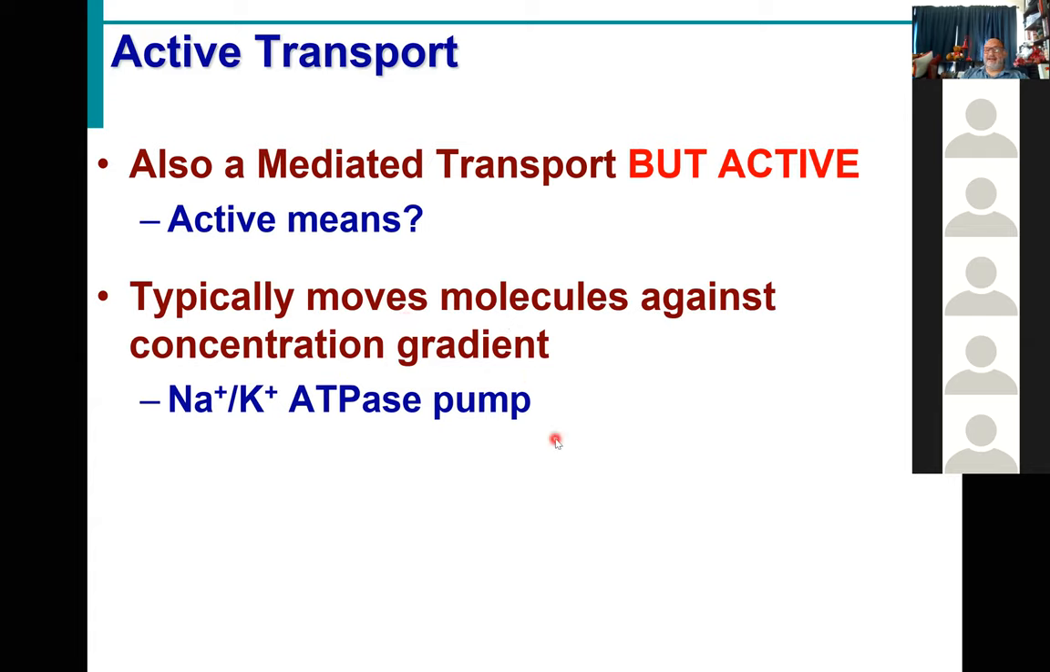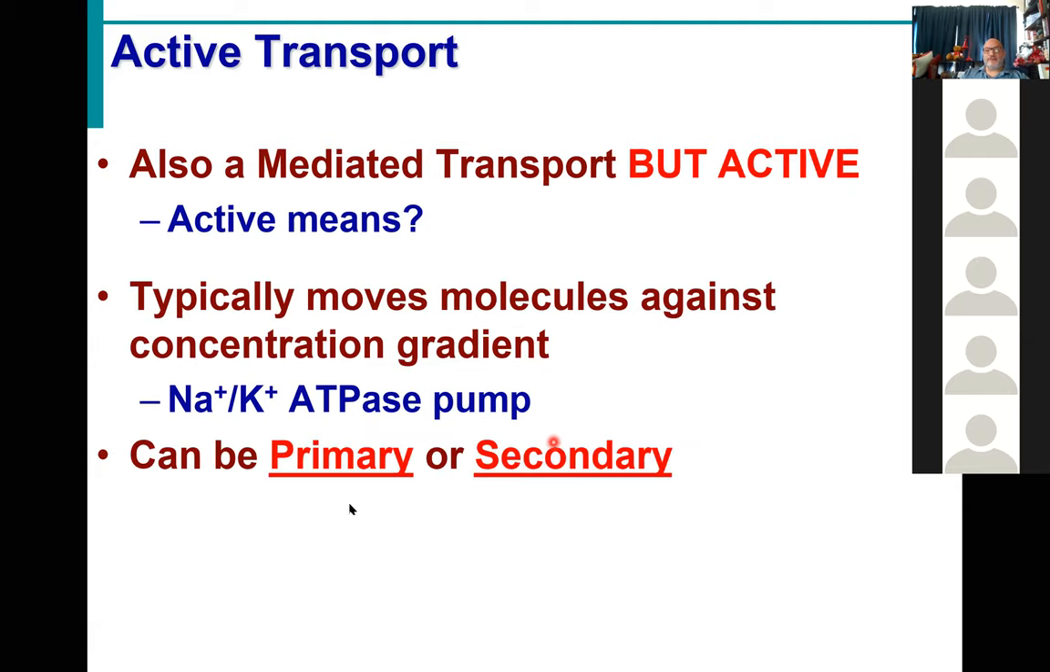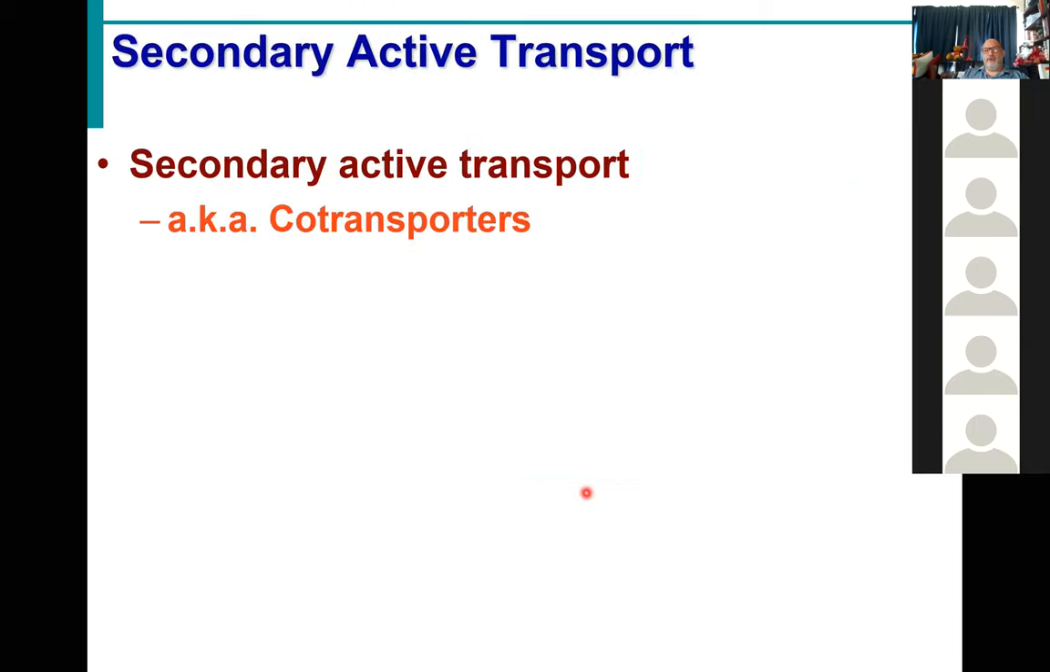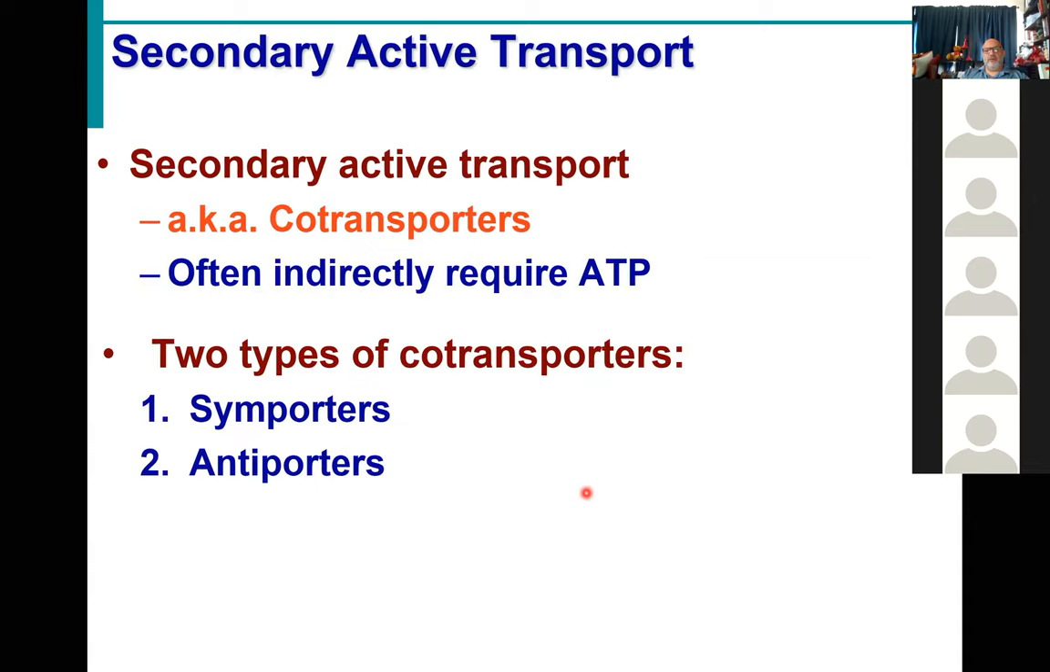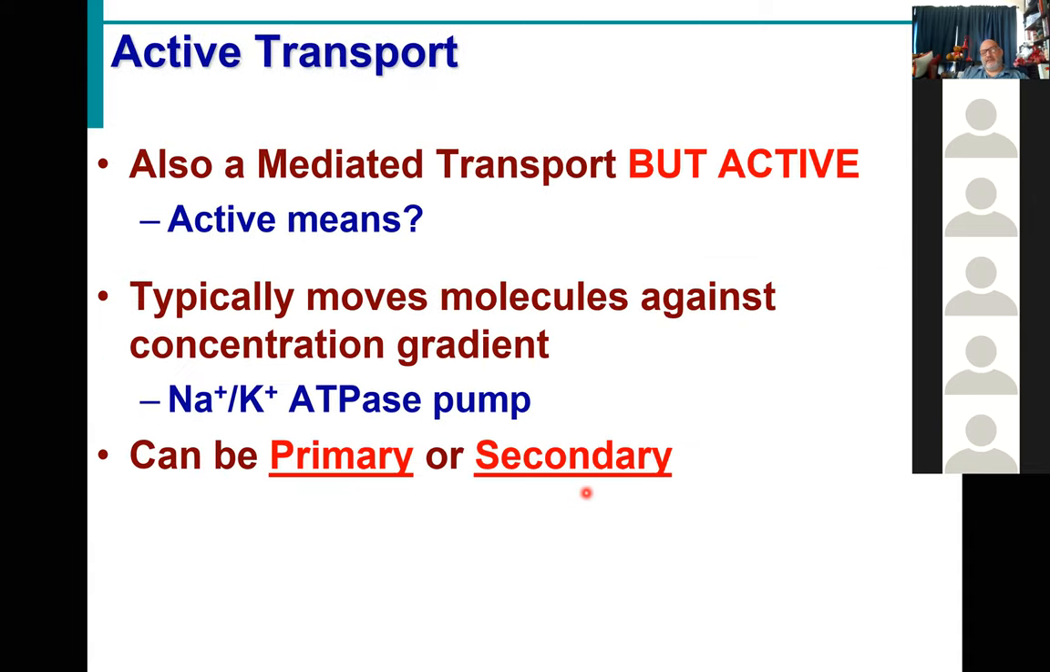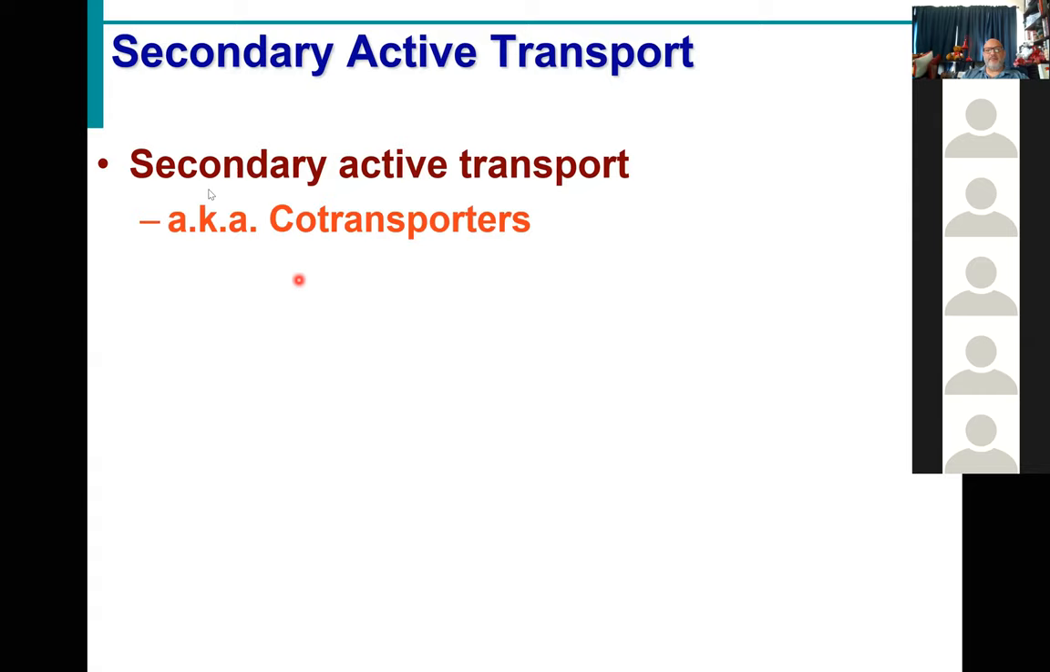And like I said, the classic example of that is the most common active transporter, primary active transporter in the cell, and that is the sodium potassium ATPase. But remember, active transporters can be primary, that directly use ATP, or secondary, that indirectly use ATP. Here's a pretty picture of, these are just the definitions, we'll go through them again.